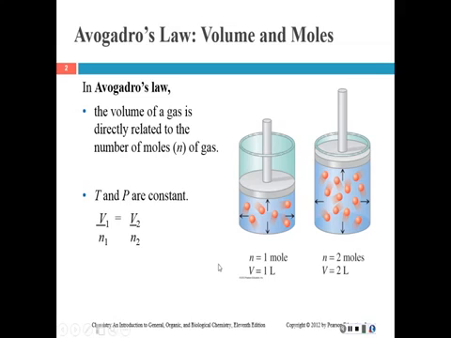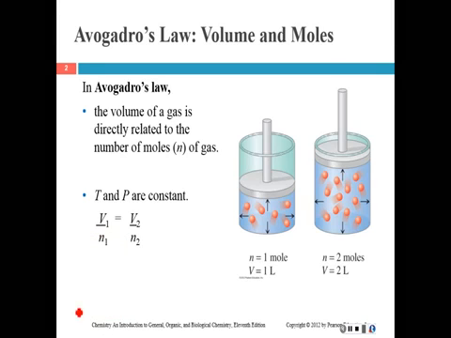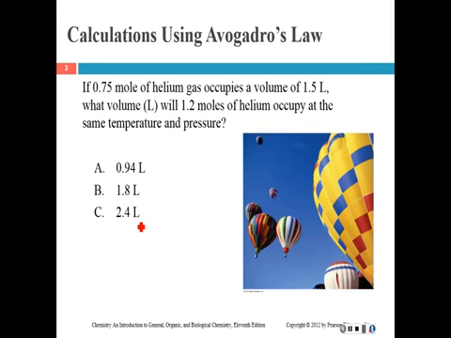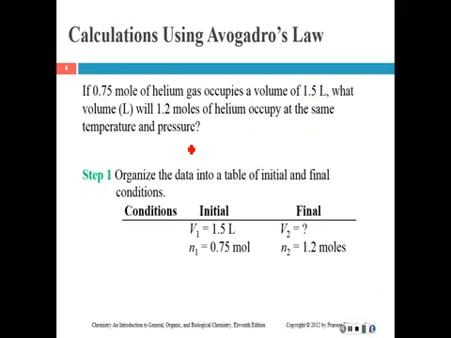Now, if you look at the formula that we have, it has volume and moles in it. We could also replace volume with pressure, and it'll work just as well. So here's an example question. If 0.75 moles of helium gas occupies a volume of 1.5 liters, what volume will 1.2 moles of helium occupy? Well, you notice that the number of moles went up, so therefore the volume has got to go up. So what will we get for an answer? It's going to be A, B, or C. So let's check it out.